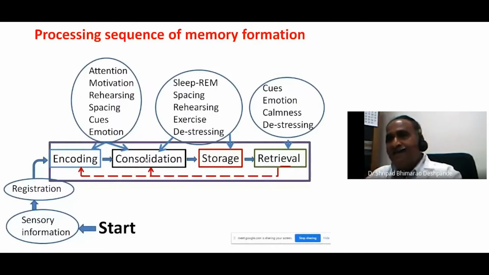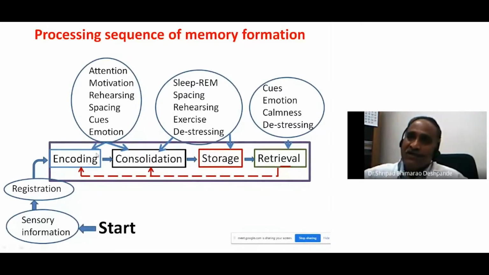Then, once it is stored, there is retrieval. Retrieval means it goes into a storehouse, and from the storehouse it is taken, revived, or brought back to the surface. So it comes back through the consolidation stage or encoding stage. Now what happens here, I have just mentioned.